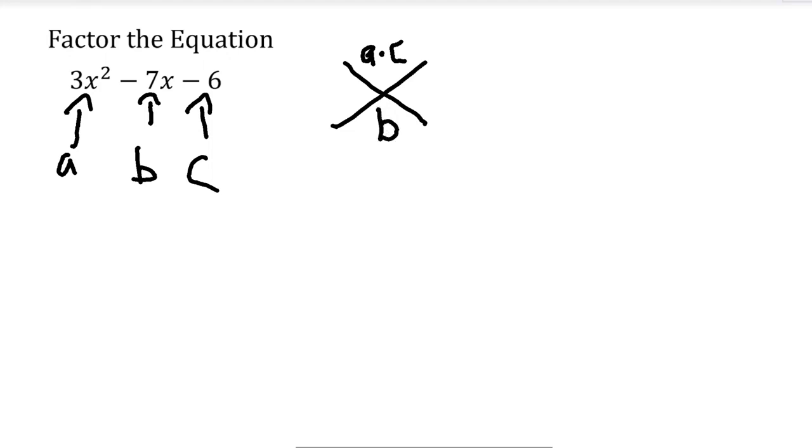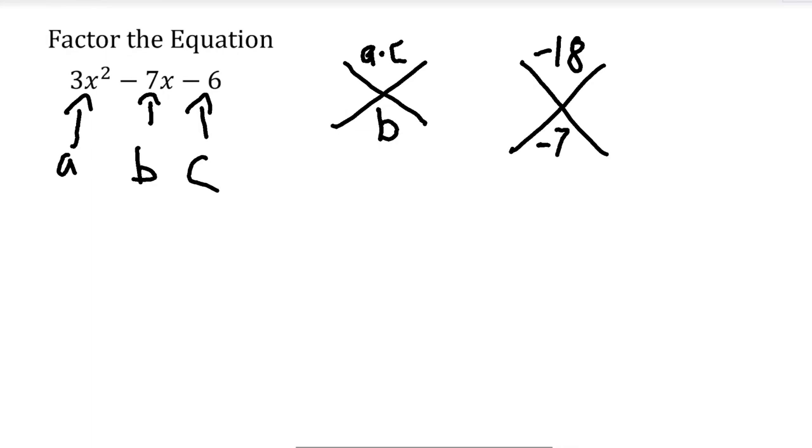So basically you should figure out what these values are. A times C is 3 times negative 6. Always make sure to include the negative. That is negative 18. And then B is just negative 7.